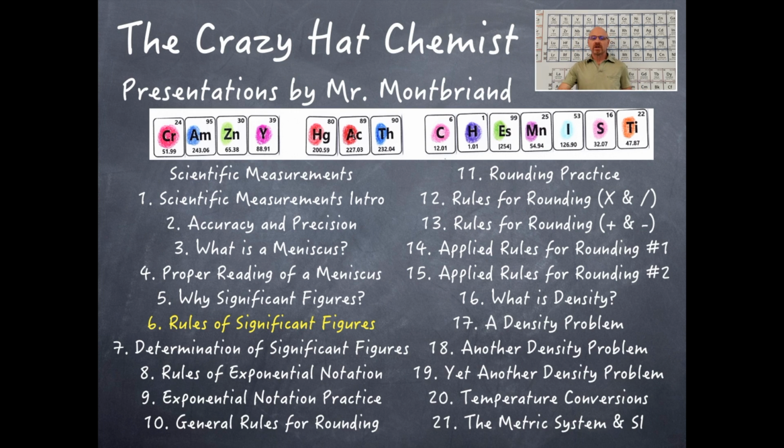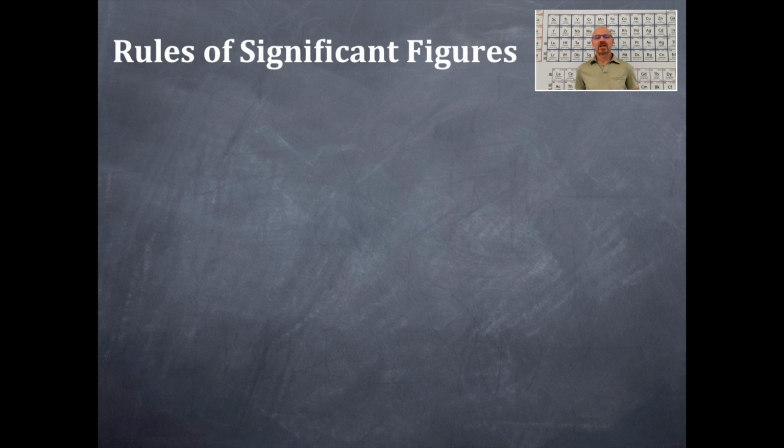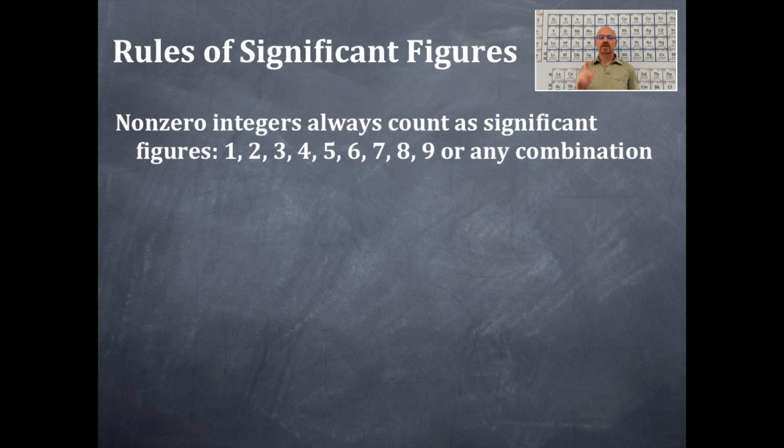So here we go. Video number 6 on scientific measurements, rules of significant figures. So the first rule here is non-zero integers count as significant figures. Examples of non-zero integers are 1, 2, 3, 4, 5, 6, 7, 8, and 9, or any combination of those numbers. That's the first rule. Non-zero integers always count.